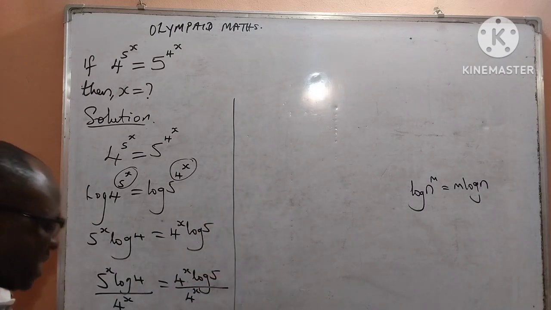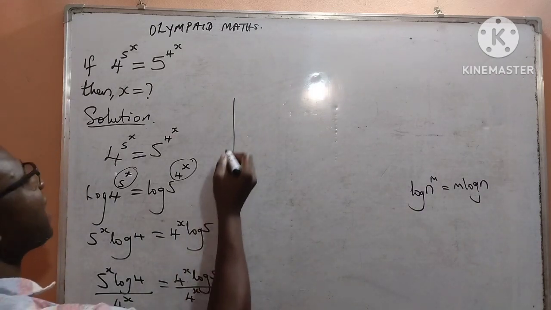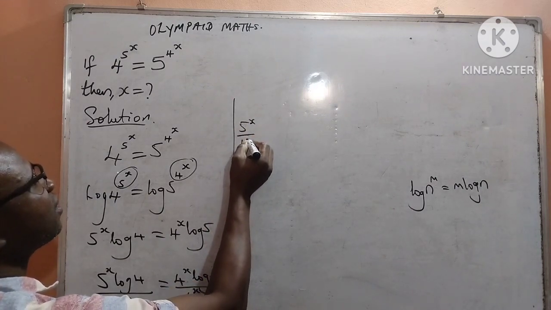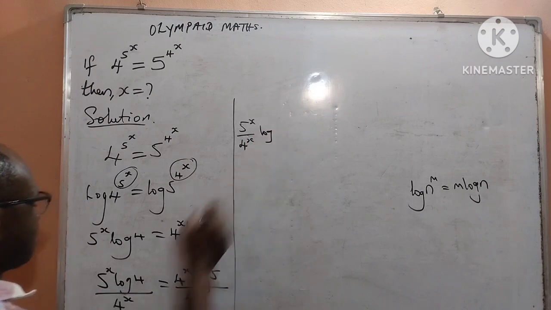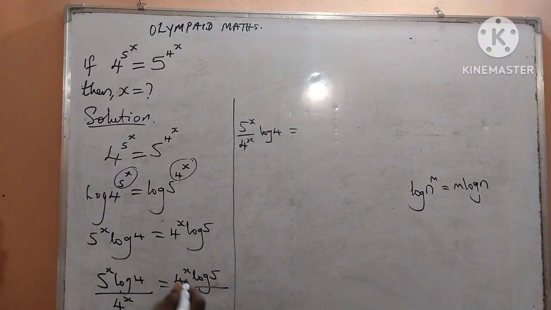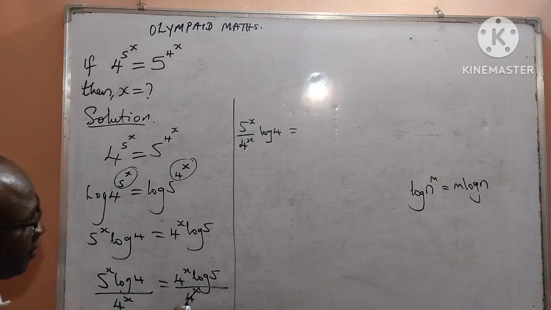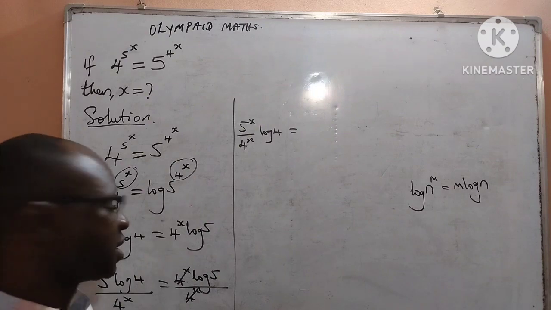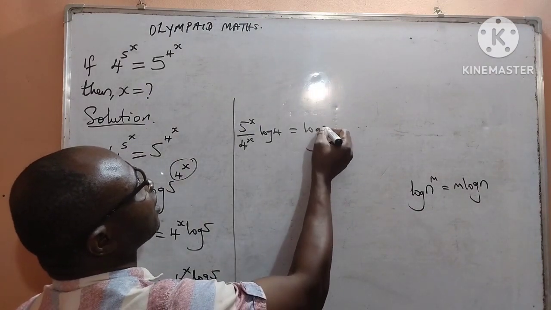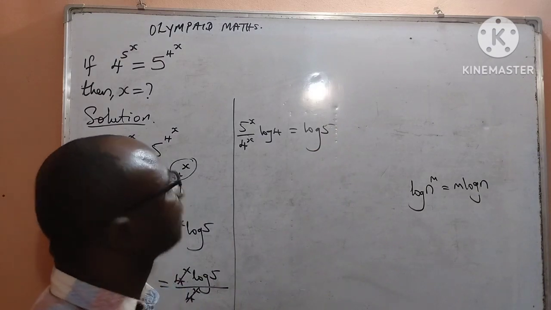And the result when that division is taken will now be 5 power x over 4 power x log 4 equal to, this side, you can agree with me, 4 raised to power x, and the denominator we divide with the 4 raised to power x at the numerator, leaving me by the right with the logarithm of 5. That is where we are now.